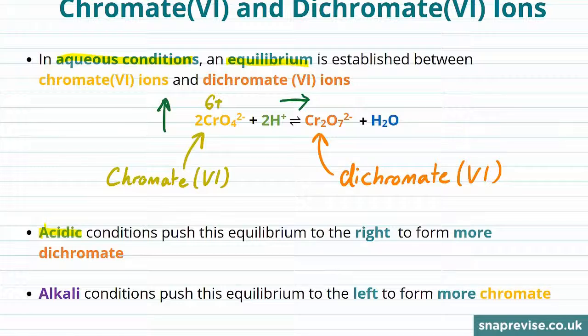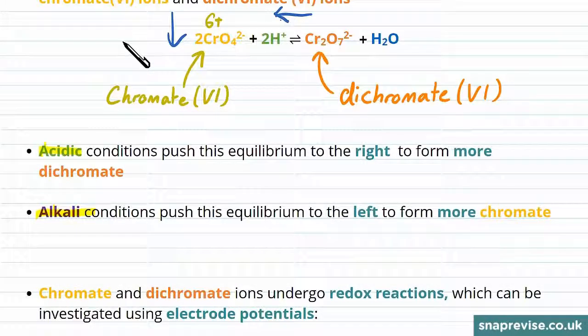If, on the other hand, we made it more alkali, then what that's going to do is reduce the number of H+ ions, and so the equilibrium is going to move, because of Le Chatelier's principle, to form more of the left-hand side products to replace the H+. This means that we're going to get more chromate, and we would see the solution turn more yellow.